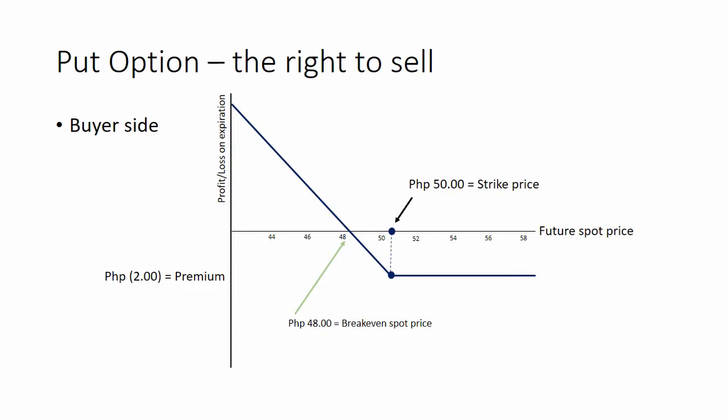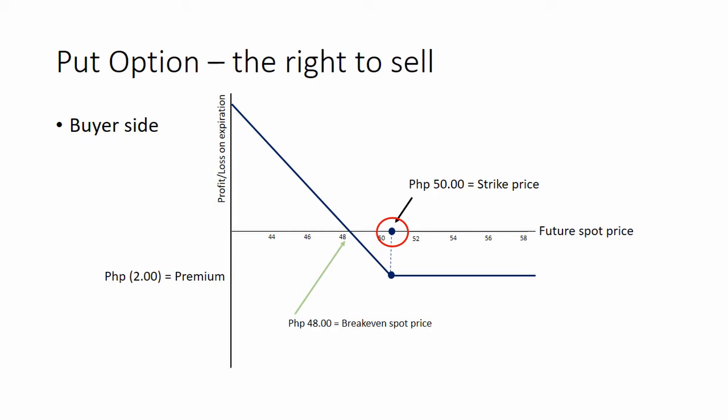Again, we begin with the buyer's side, but this time the firm is not buying currency, but will be selling currency as an option. So another party will be buying the currency from the firm before expiration. So again, when the spot rate reaches the strike price of 50 pesos, the firm can have the option to sell.